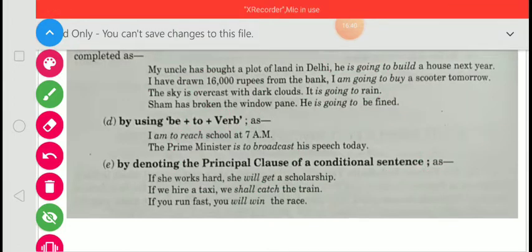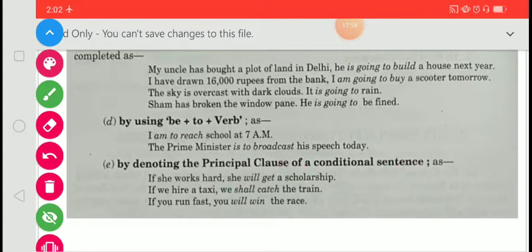If she works hard, she will get a scholarship. We can't say, if she will work hard, she will get a scholarship, even though both parts represent future time. So in conditional sentences, the first part of the action is expressed in simple present while the second part of the action is expressed in simple future.